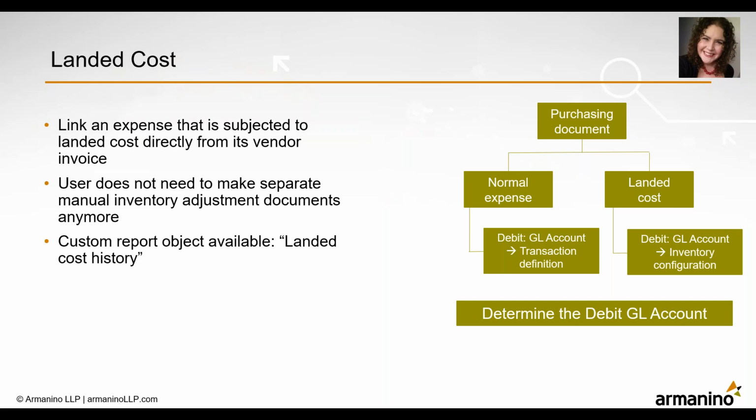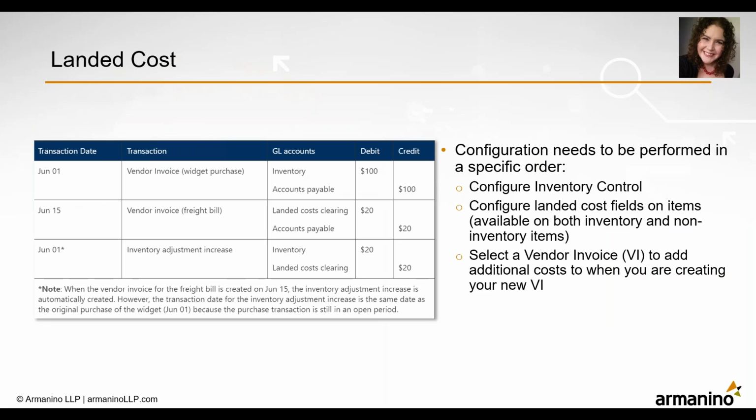On this next slide, I've got a little bit of an example of what this might look like. Here you've got your original vendor invoice. You purchased your inventory on June 1st, and you debited inventory and credited your accounts payable. Then 2 weeks later, you receive your freight invoice, and this requires a landed cost clearing account. You'll book that expense, and when you do so, you link it to the original invoice. That's how Intacct knows how to add those landed costs to your original item valuation.